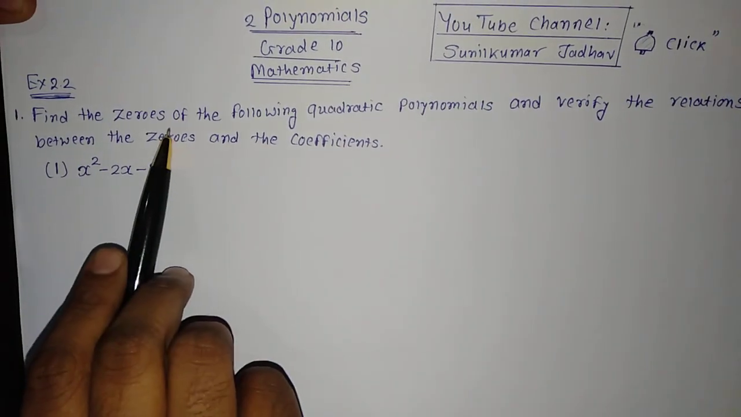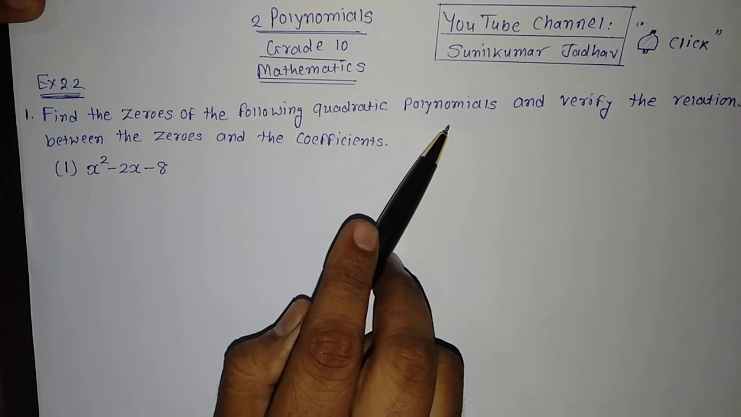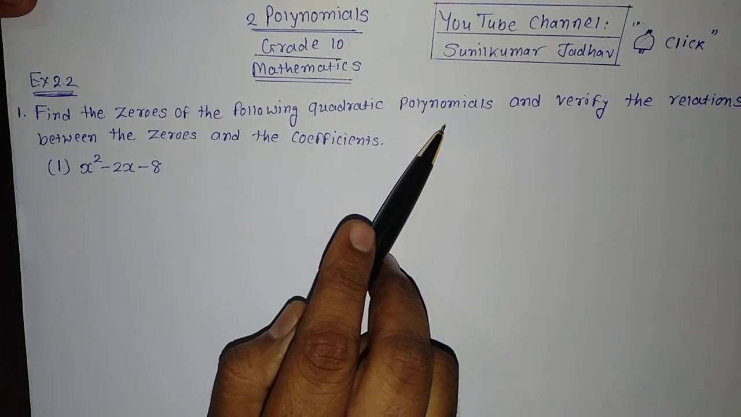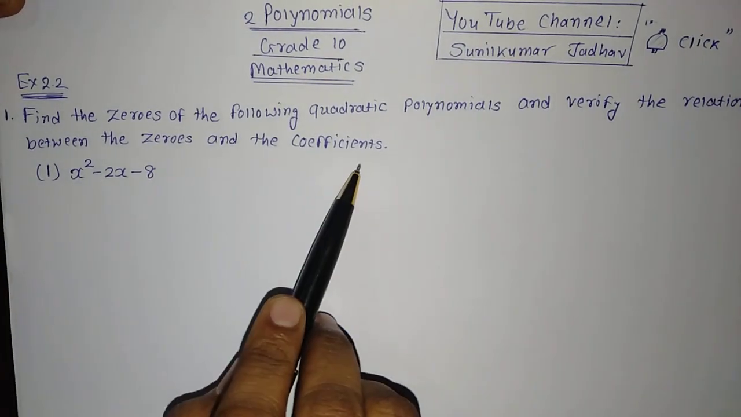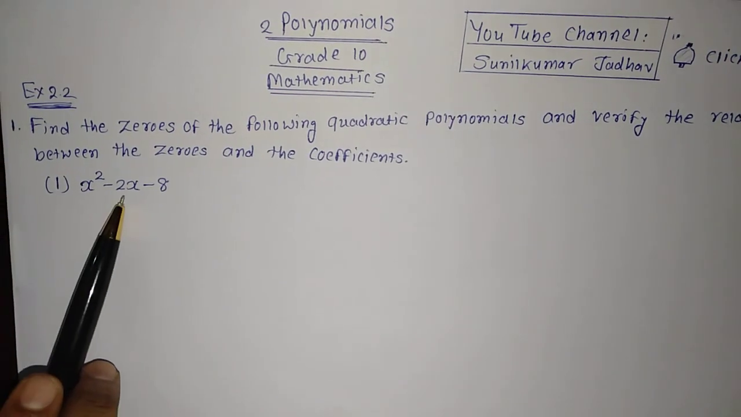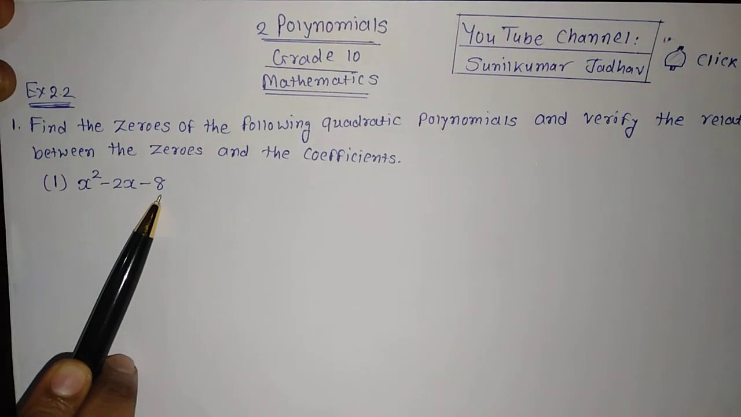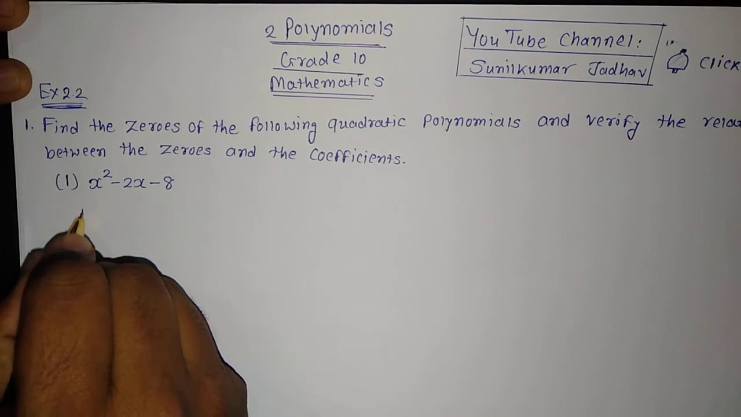So first of all we can find out the zeros of the polynomial, that is the quadratic polynomial, with the help of the factorization method, and then with the formula we'll try to verify the relationship between the zeros and the coefficient. Let us begin question number 1, that is x square minus 2x minus 8. First of all, we know that this is the polynomial given. So first of all, we'll factorize this polynomial p of x.